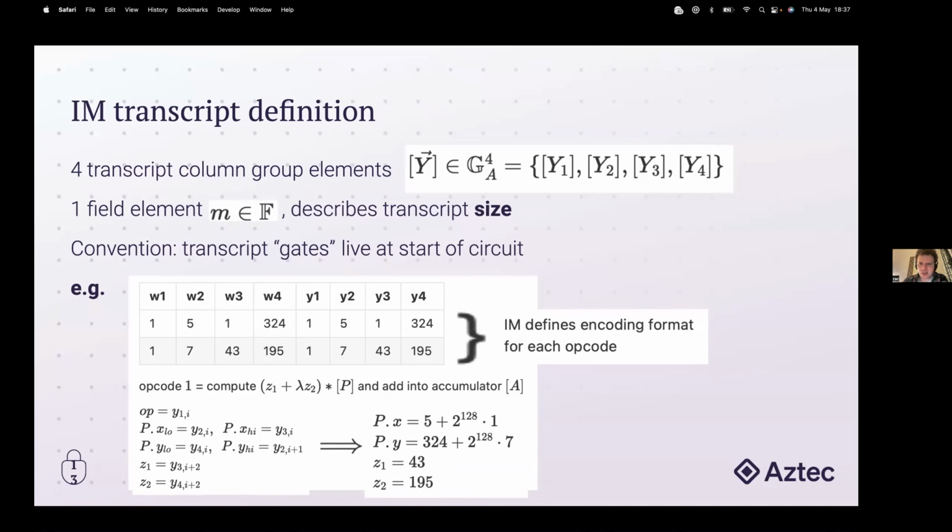Again, there are some explicit details here which you could generalize a lot. So I'm saying the transcript has 4 columns. That's because we're planning on adding it into a width 4 Plonkish proving system. So if you had more columns, you'd probably want your transcript to be wider as well. The idea is that the width of the transcript is going to be the same as the width of the circuit that you're making a proof for.